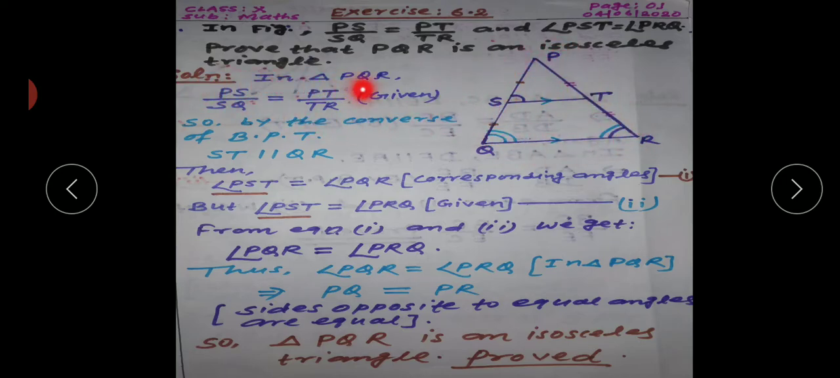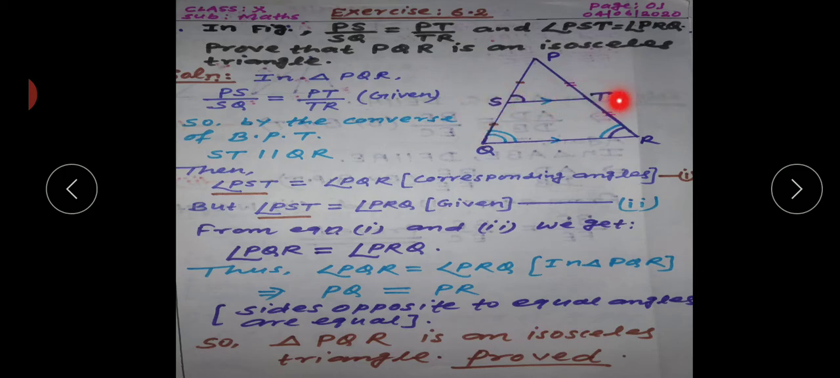So in the solution, we first write what is given. In triangle PQR, PS upon SQ is equal to PT upon TR is given. That means this line segment ST divides the line segments PQ and PR in the same ratio. So the converse of Thales theorem will be applicable here. By the converse of BPT, this line segment ST will be parallel to QR.